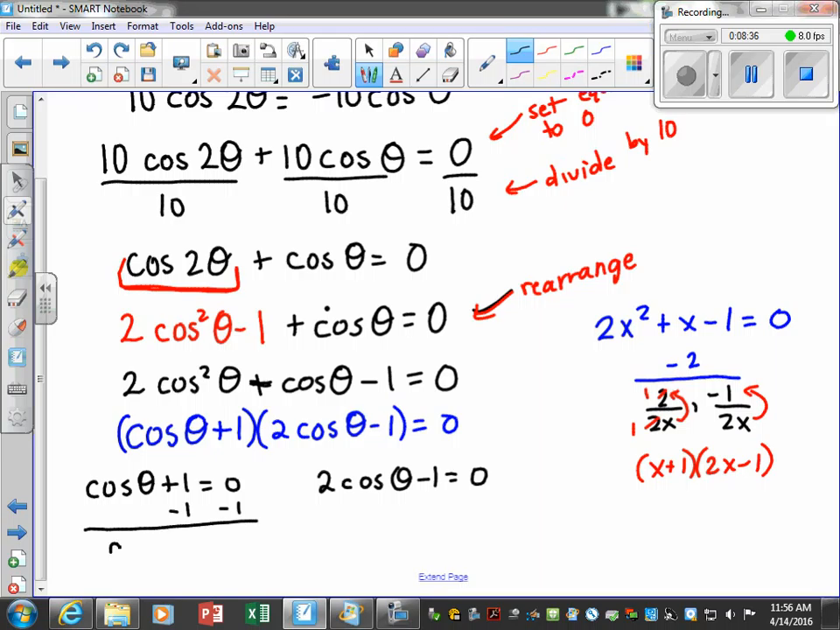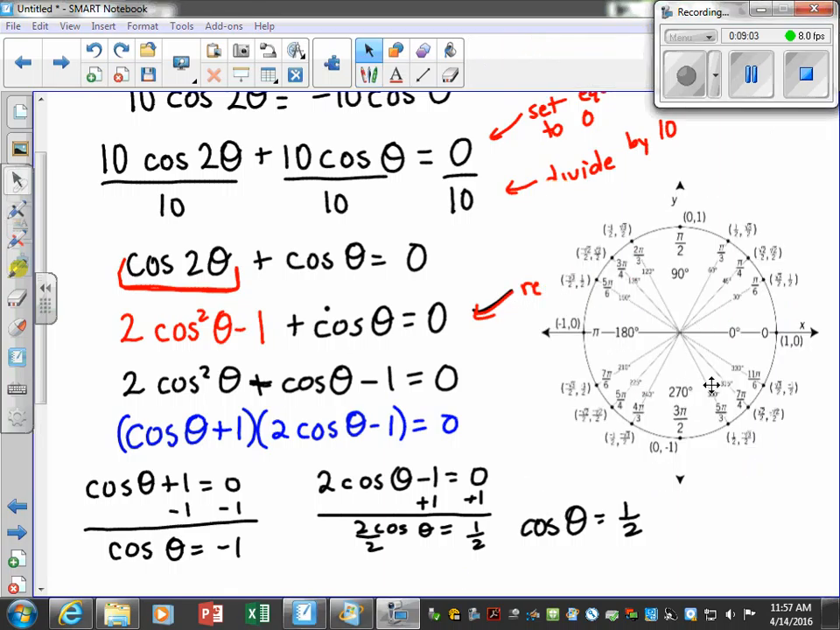So we want to know, where does the cosine of theta equal negative 1? And for this one, we divide by 2. We want to know where the cosine of theta is equal to 1/2. Alright, let me see if I can pull up a unit circle. Okay, so we just pulled up a unit circle over here. Where's the cosine of theta equal to negative 1? Yes, at pi. So cosine of theta equals negative 1 at pi.